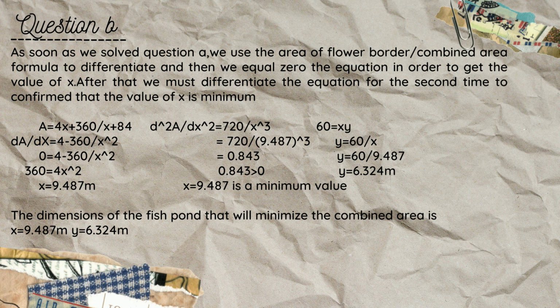After we have proven the minimum value of x, we should also find the minimum value of y, which is 6.324 meters.